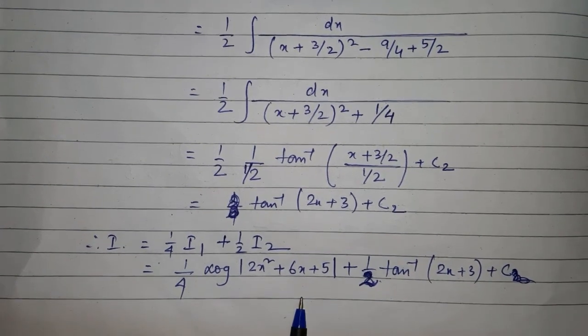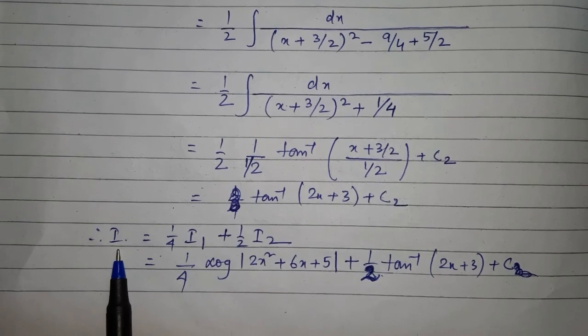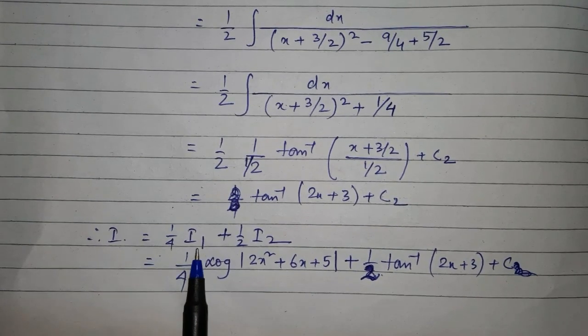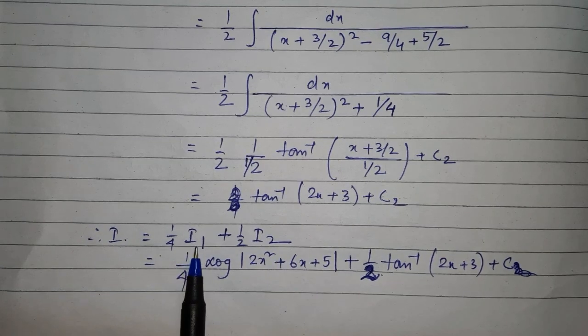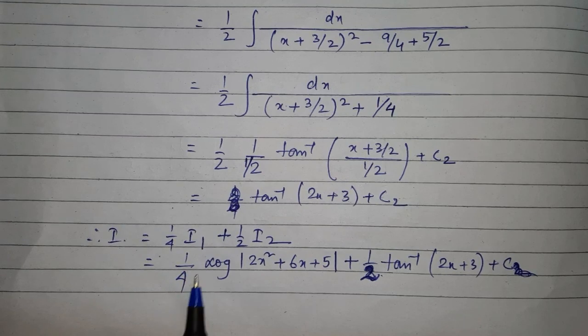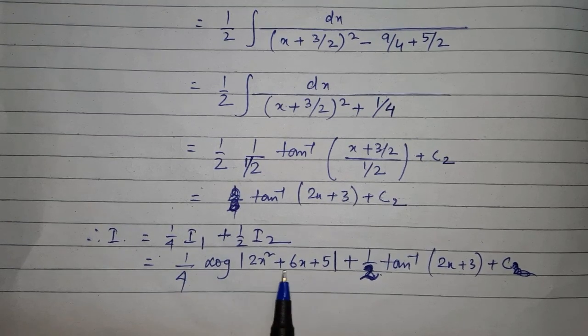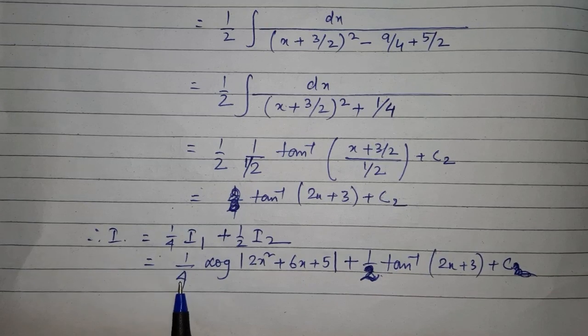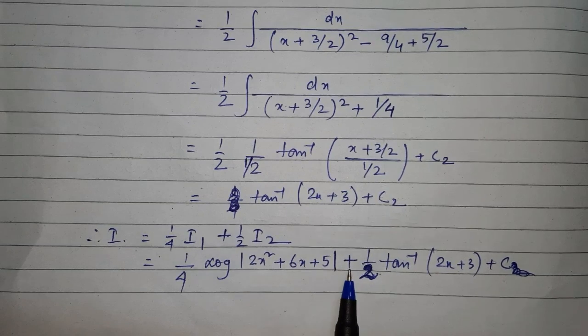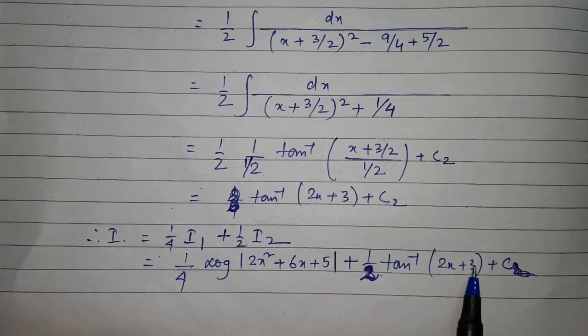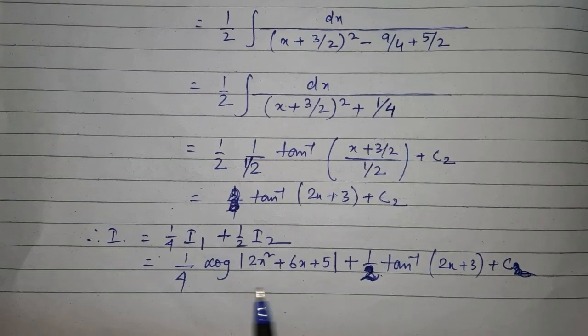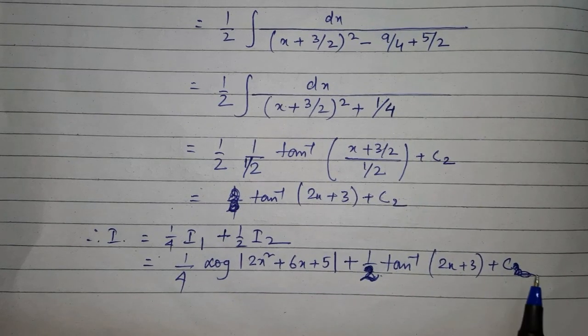But we know that integration I is basically 1 by 4 I1 plus 1 by 2 I2. Now we will put the values of I1 and I2. We know the value of I1 was log 2x square plus 6x plus 5. 1 by 4 is there, so it will be 1 by 4 log of 2x square plus 6x plus 5 plus 1 by 2 I2, tan inverse 2x plus 3 plus, so there was C1 and C2, all together it will be C.